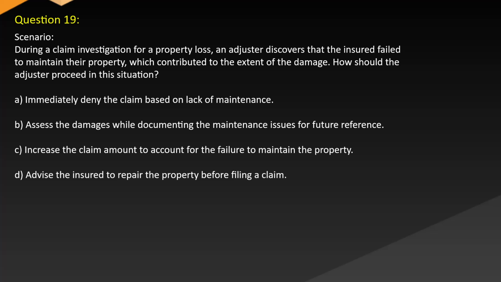Question 19. Scenario. During a claim investigation for a property loss, an adjuster discovers that the insured failed to maintain their property, which contributed to the extent of the damage. How should the adjuster proceed in this situation? A. Immediately deny the claim based on lack of maintenance. B. Assess the damages while documenting the maintenance issues for future reference. C. Increase the claim amount to account for the failure to maintain the property. D. Advise the insured to repair the property before filing a claim.